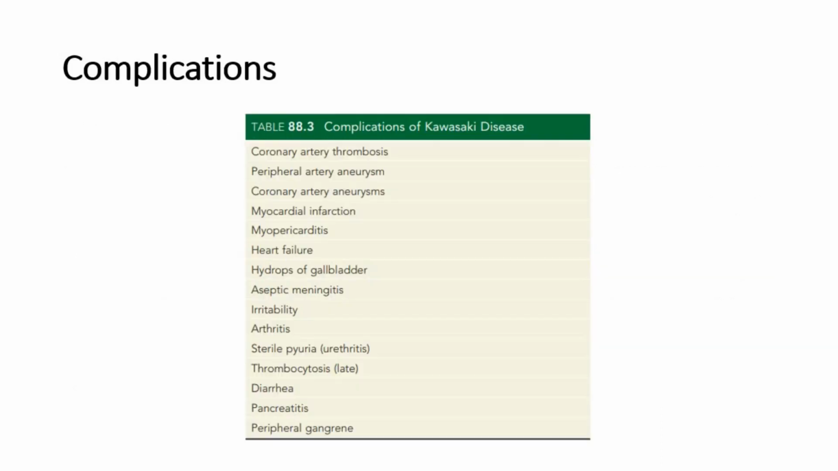These are some complications of Kawasaki disease, including coronary artery thrombosis, coronary artery aneurysms, myocardial infarction, myopericarditis, heart failure, hydrops of gallbladder, aseptic meningitis, arthritis, sterile pyuria, pancreatitis and others.